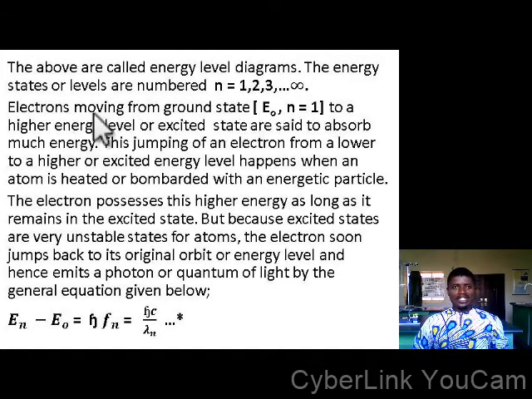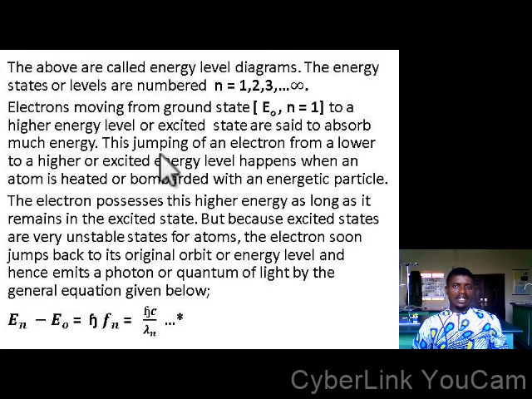The energy states or levels are numbered n equals 1, 2, 3 up to infinity. This n means the quantum number. Electrons moving from the ground state, that is E subscript naught, that is n equals 1, to a higher energy state are said to absorb energy.